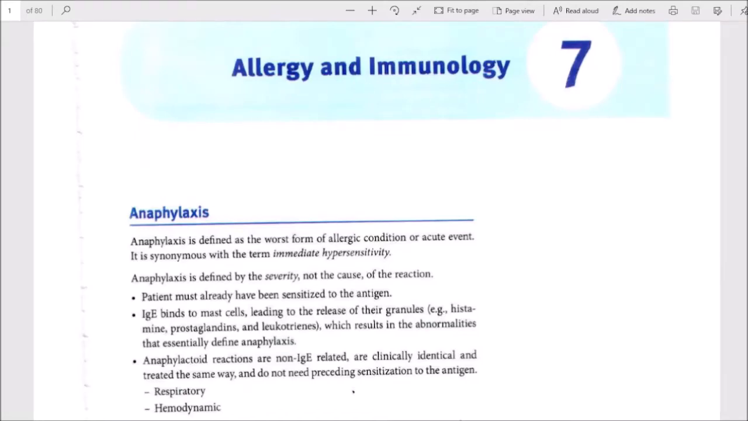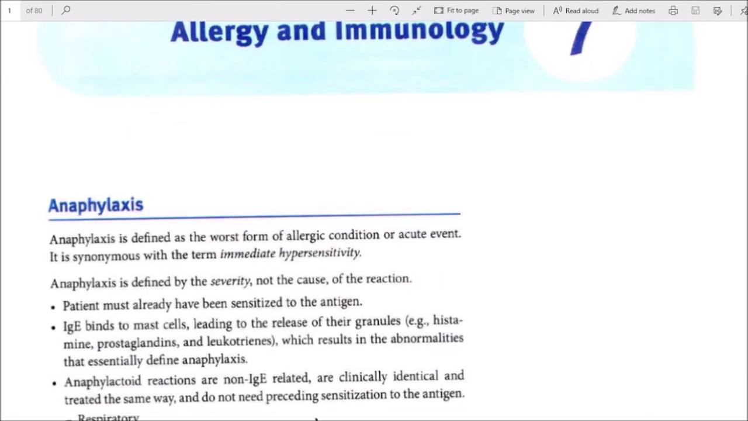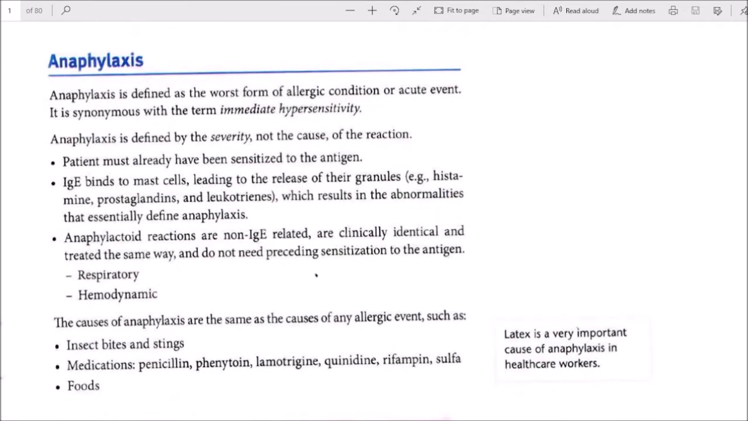Allergy and Immunology 7. Anaphylaxis. Anaphylaxis is defined as the worst form of allergic condition or acute event. It is synonymous with the term immediate hypersensitivity. Anaphylaxis is defined by severity, not the cause of the reaction.